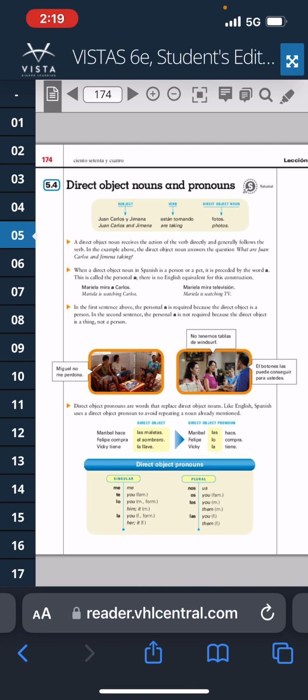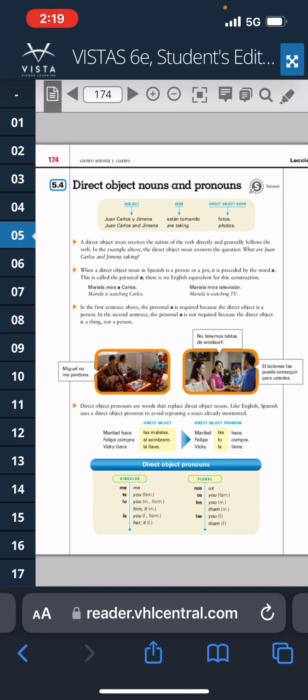So the direct object pronouns in the singular form are me, te, lo, and la. The plural direct object pronouns are nos, os, los, and las. Me meaning me, te meaning you informal, lo meaning you formal, him, it. La meaning you, her, it. Nos is us. Os is you. Los is you, them. Las is you or them, depending on the masculine or feminine.